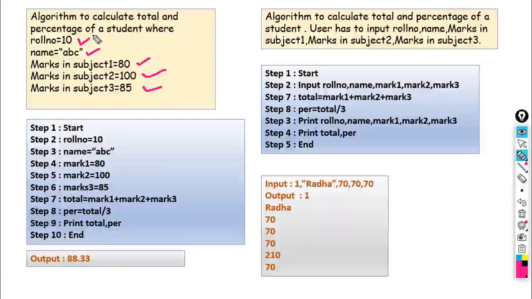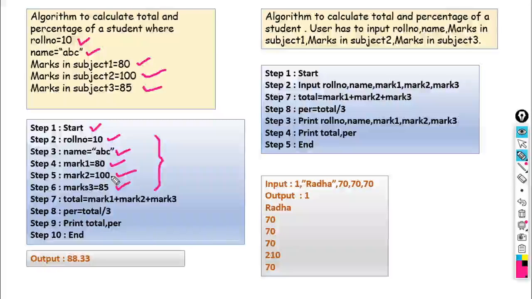So how can we write it? Step 1 start. Step 2, roll number is given, so roll number is equal to 10. Then name is given. Name is equal to ABC. Marks in subject 1, 2, 3 are given, so assign these marks. Mark 1, first variable, equal to 80. Mark 2 is equal to 100. Mark 3 is equal to 85. So these 5 statements are related to input values.